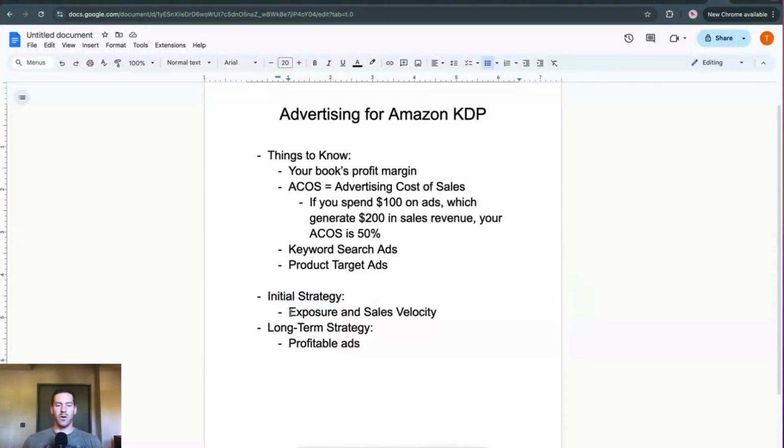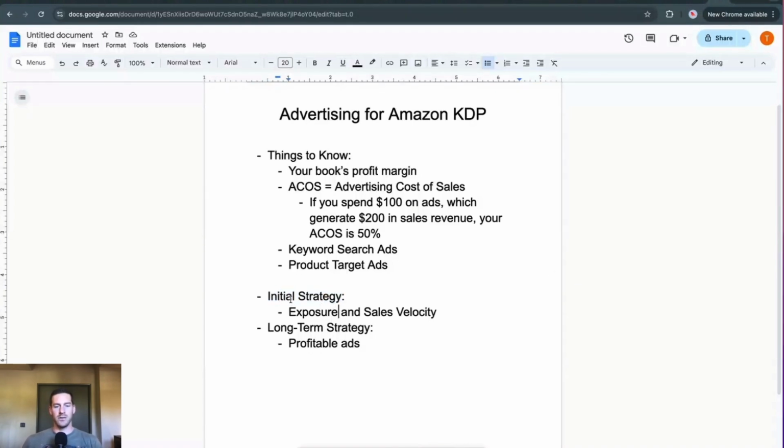It's focused more on getting your book out there in front of people so that they can make purchases, so that your book ranks higher in the organic rank and hopefully will stay there long term. This is just that first kind of boost to get your book going. This initial strategy can vary. I would usually do it for a period of 30 days.